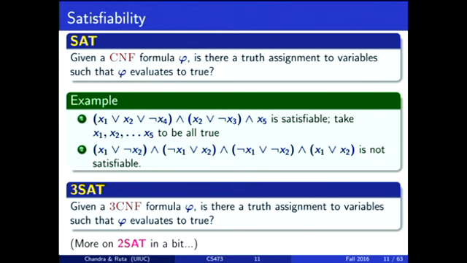Here is an example of a formula that is satisfiable. Why is it easily satisfiable? We can set all of them to be true, in which case this clause is true, this clause is true, and this clause is true. There are many ways to satisfy this.